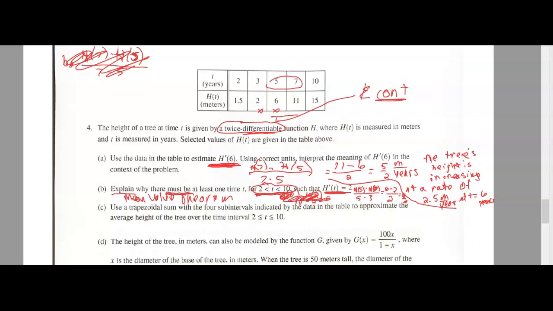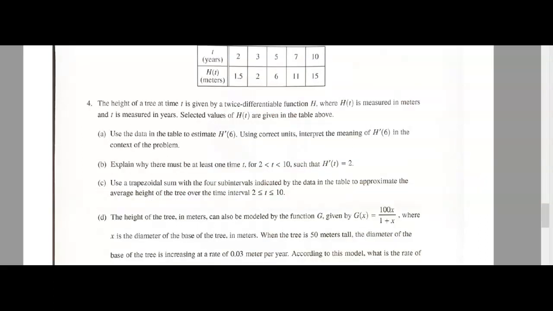Moving on to letter C. It says use a trapezoidal sum with 4 subintervals indicated by the data in the table to approximate the average height of the tree over the time interval of 2 through 10. If you need to see the previous ones, go back. I'm trying to create space here so this doesn't become too ridiculous. C is asking for the trapezoidal sum with 4 subintervals indicated by the data table to approximate an average height.